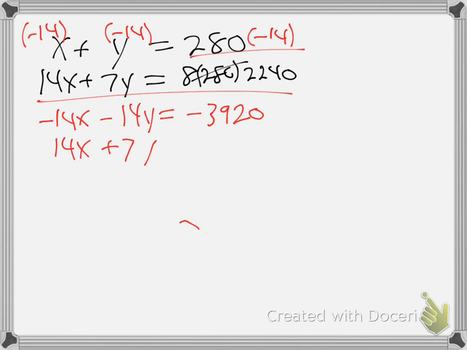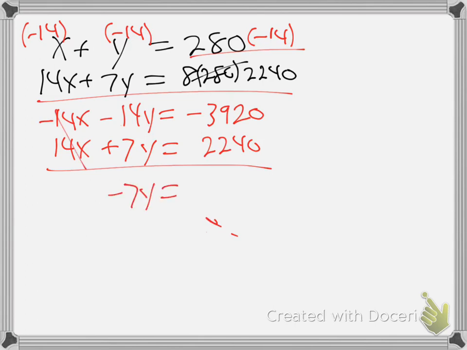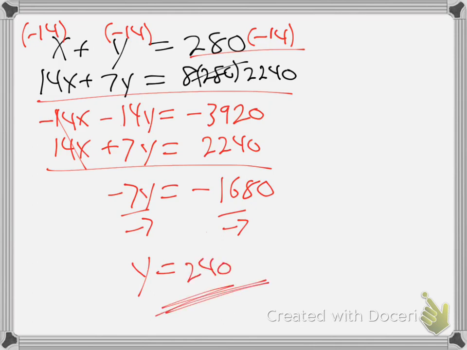Second equation. Like that. Let's use your calculator. What do you get? Minus 7y is minus 1680. Is that right? Yeah. Then divide by minus 7. I'm hoping it's clean. 240. That's always a good sign when it's clean. 240. We're probably getting it right.